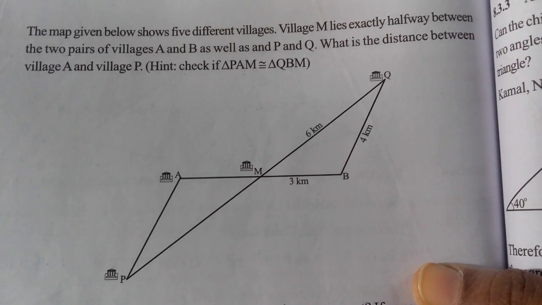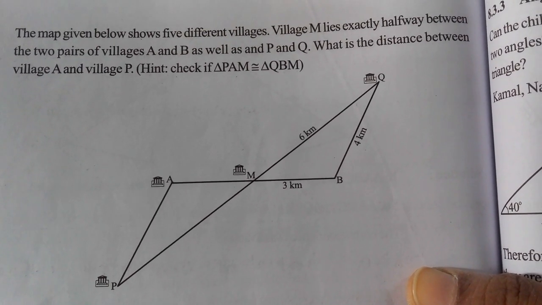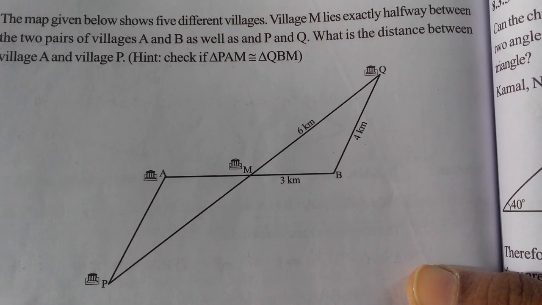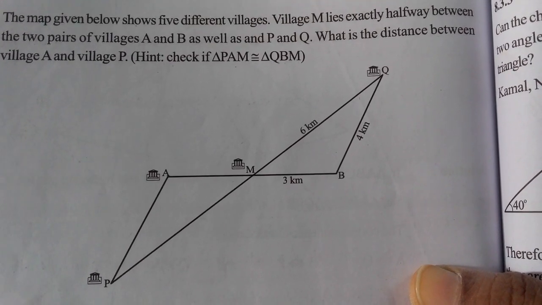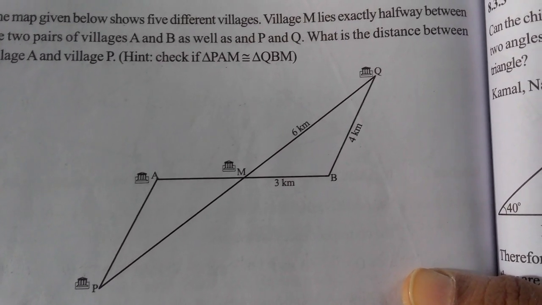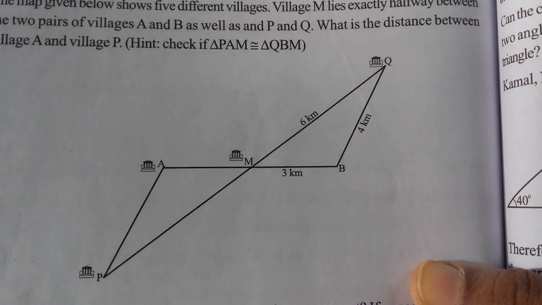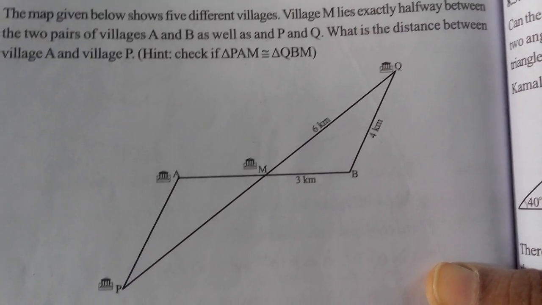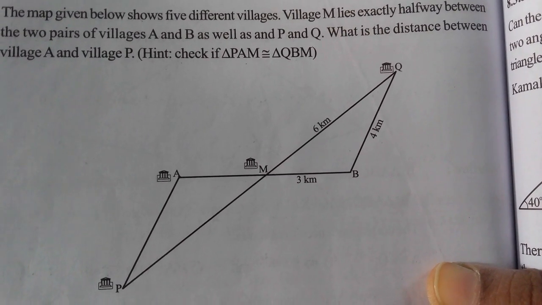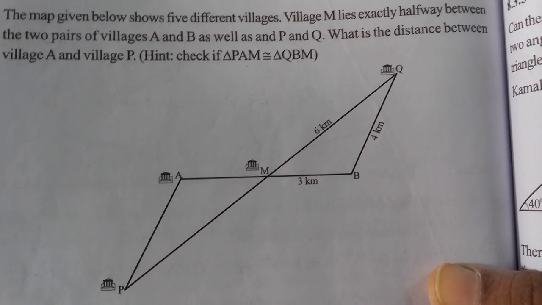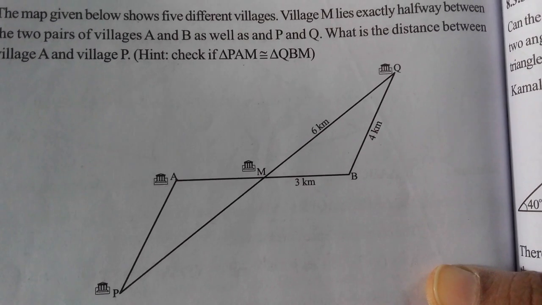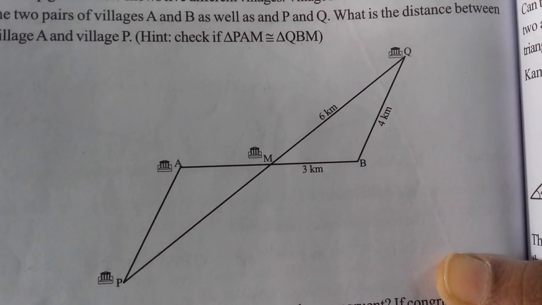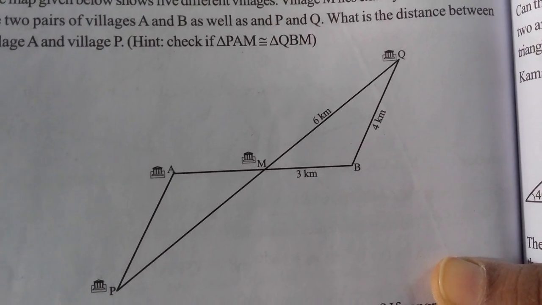The map given below shows 5 different villages. Village M lies exactly halfway between the two pairs of villages A and B, as well as P and Q. What is the distance between village A and village B? This is the question. And they have given the hint. Check if triangle PAM is congruent to triangle QBM. Okay? So, I'll draw the figure on the board.